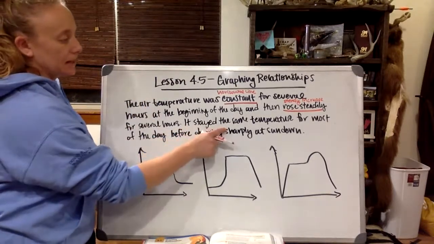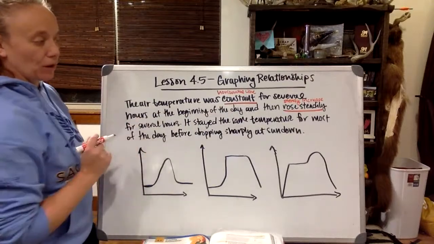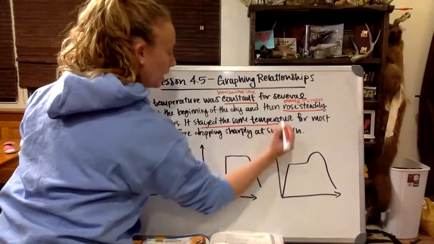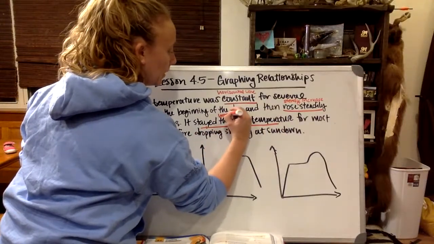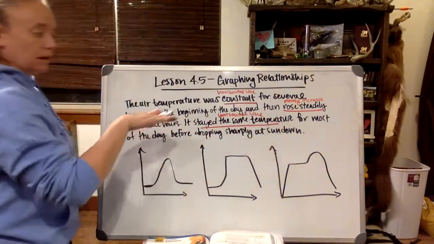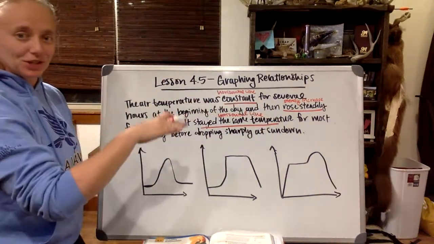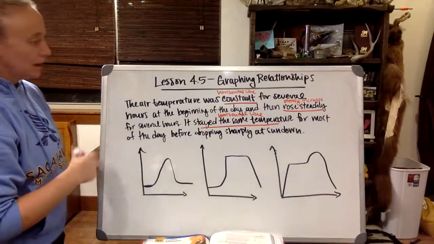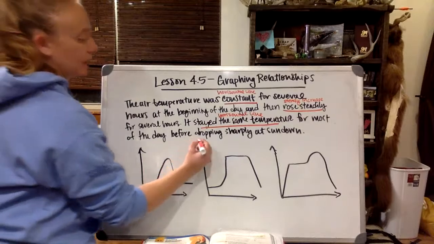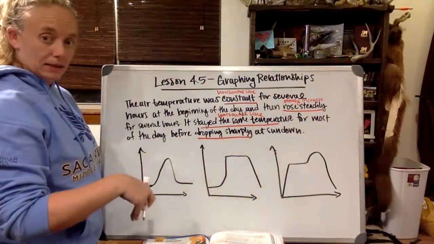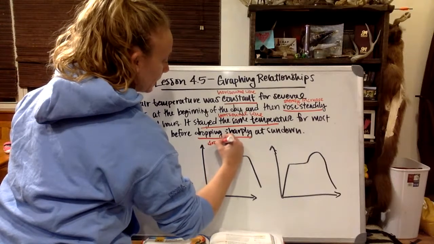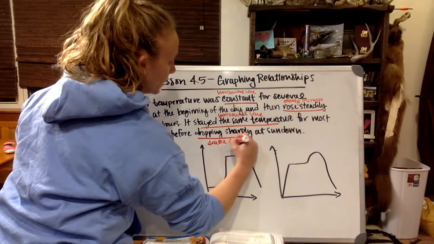It stayed the same temperature for most of the day before dropping sharply at sundown. So it stayed the same temperature. Again, I'm going to see a horizontal line here. It's staying the same temperature. Nothing's changing. It's not getting hotter. It's not getting colder, that sort of thing. For most of the day before dropping sharply at sundown. So I want to see a really drastic downturn.